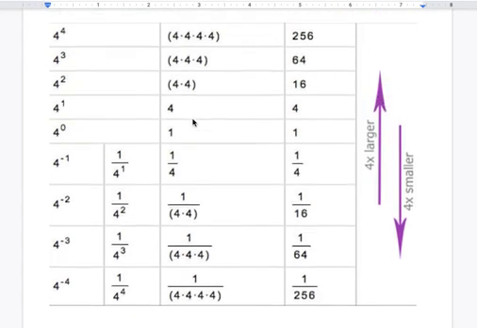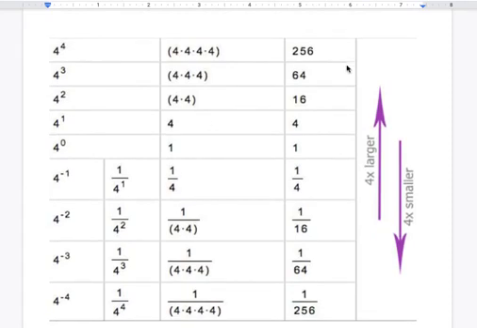You might have also realized that there is a pattern. The 0 power is kind of like the barrier. And then once you get 1 above, you get a 4. 1 below is 1/4. 2 above is 16. 2 below is 1/16. 3 above is 64. 3 below is 1/64. 4 above is 256. 4 below is 1/256.